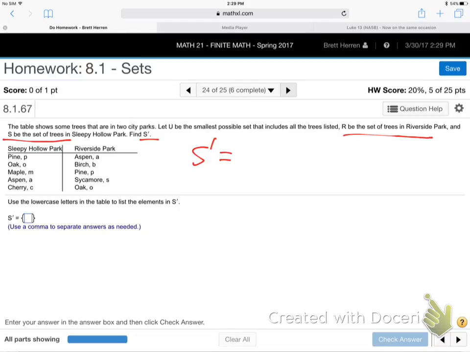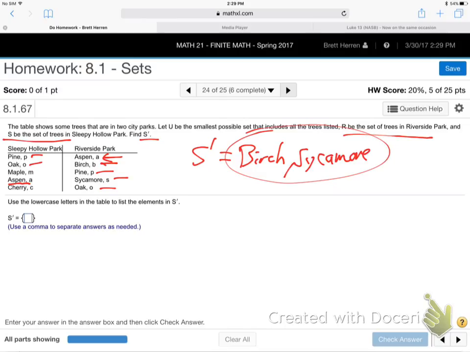Well, the first one is Aspen, which is in Riverside. Is that not in Sleepy Hollow? No, it is. There it is right over there. So it's not that one. How about Birch? It's not. Yeah, Birch is one of them. How about Pine? No, Pine is right there. Sycamore. Only 2. And what about Oak? No, Oak is there. So these 2 are not in Sleepy Hollow, but they're in Riverside.